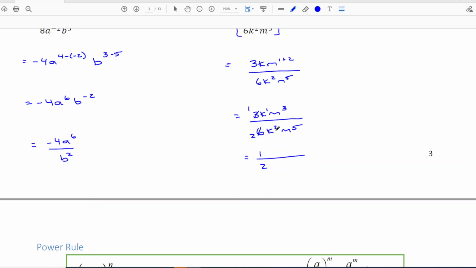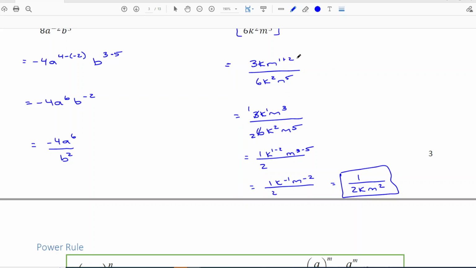Some people might look at this now and be like, oh, look, there's one more k in the bottom, I'm going to put the k down here. Other people look at this and they're like, I'm just going to do my quotient rule. So I'm dividing powers of the same base. I have k to the 1 minus 2. Then I have m to the 3 minus 5, which would leave me with 1 over 2, k to the negative 1, m to the negative 2. So to leave those with positive exponents, I'm going to leave that 1 up top. I'm going to leave the 2 on the bottom. The k will come down, and the m squared will come down. And this is my final answer.